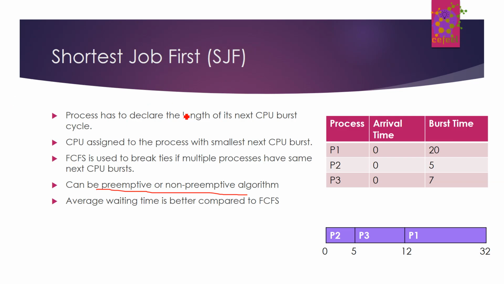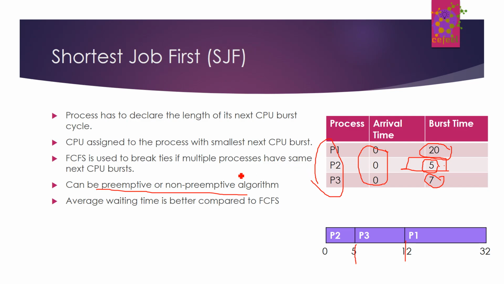So we have three processes. In fact, they all arrive at the same time, 0, 0, 0, and P1 is the longest. It has 20 seconds of running time. P2 has 5 and P3 has 7. In this case, the scheduler will see that P2 is the smallest with a next burst size of 5, so P2 will be assigned the CPU, and only after the end of the 5th second will P2 release the CPU. Then the next one, P3, which has size 7, will be executed, and the longest one, P1, is executed last.